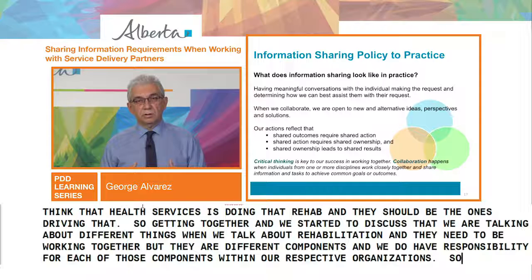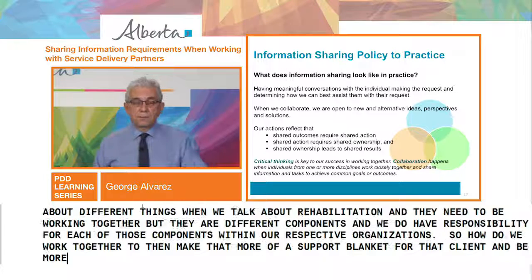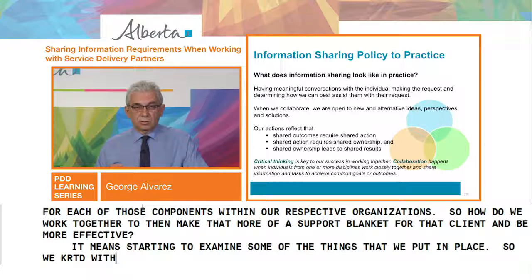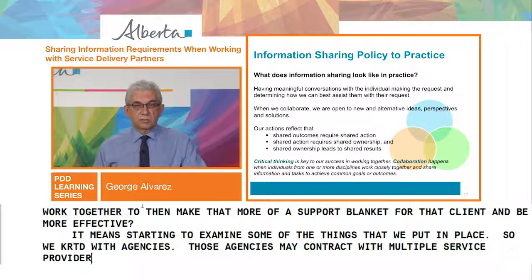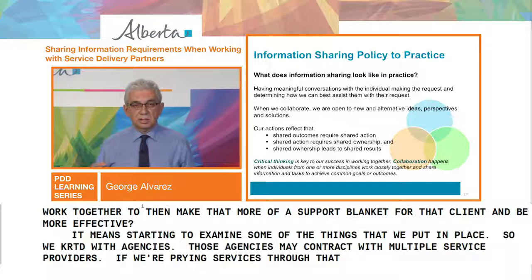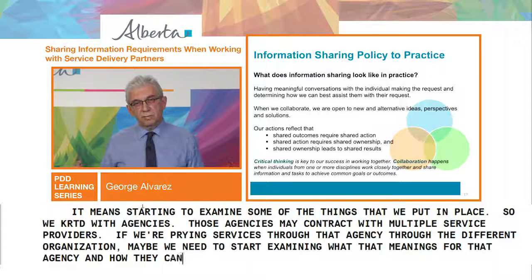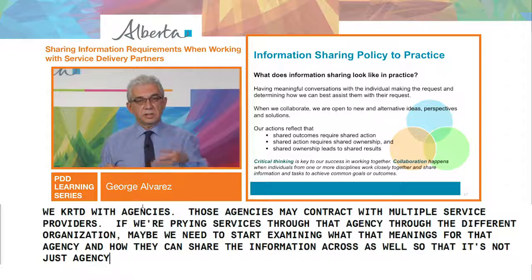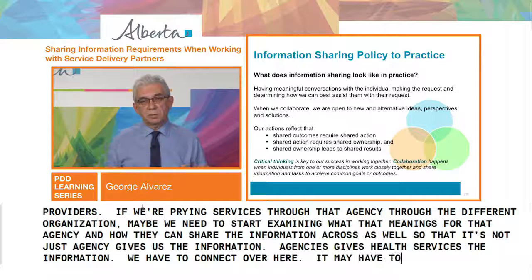So now how do we work together to make that more of a support blanket for that client and be more effective? It means starting to examine some of the things that we put in place. So we contract with agencies. Those agencies may contract with multiple service providers. If we're providing services through that agency, through these different organizations, maybe we need to examine what that means for that agency and how they can share the information across as well, so that it's not just the agency gives us the information, the agency gives health services the information, and we have to connect over here. It may have to be a three-way flow.